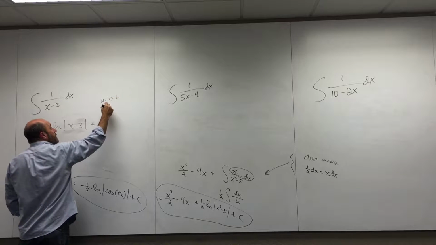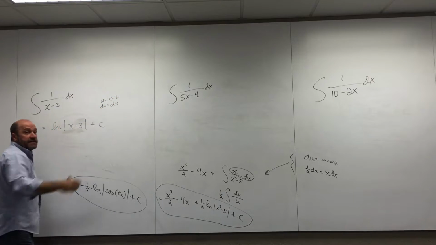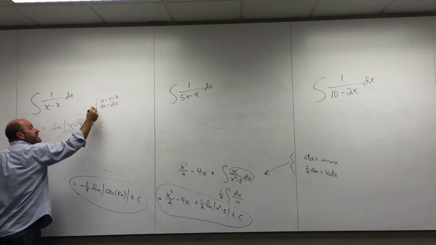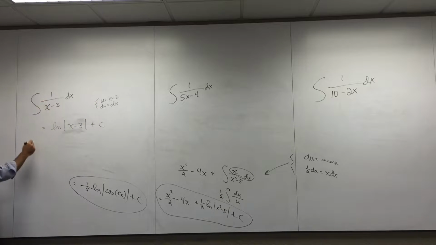What was du? 1 dx. Right. So technically, you did this. And then when you replace this, it turned into a 1 over u du. And there was no 1/3 or 1/5 or 2 or anything. So this was nice and cool. And maybe you didn't even realize you did u substitution.